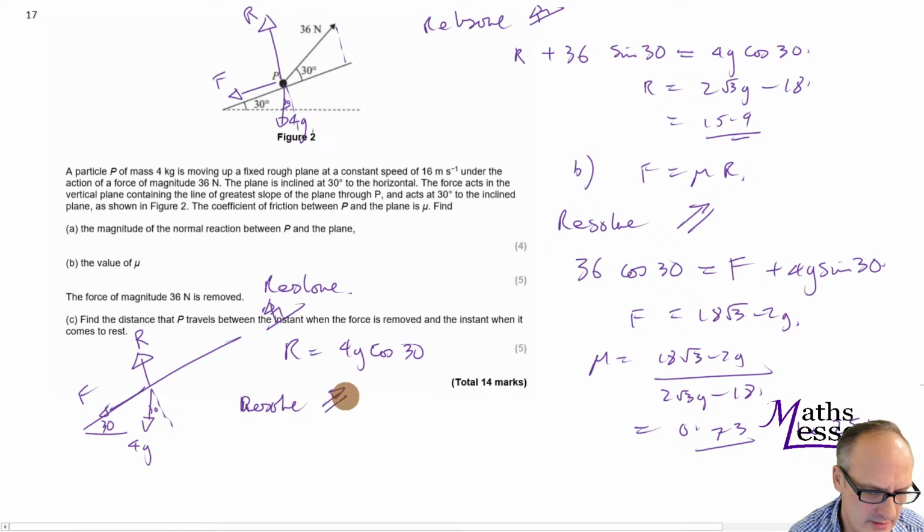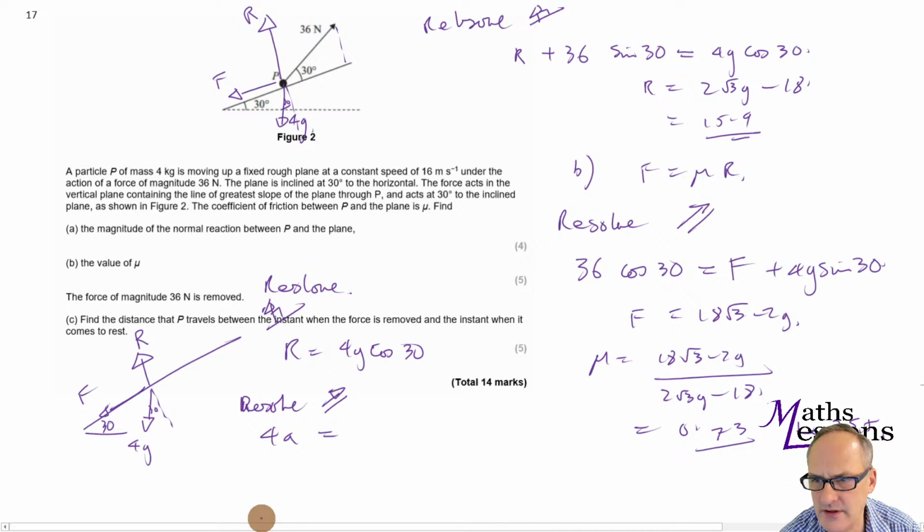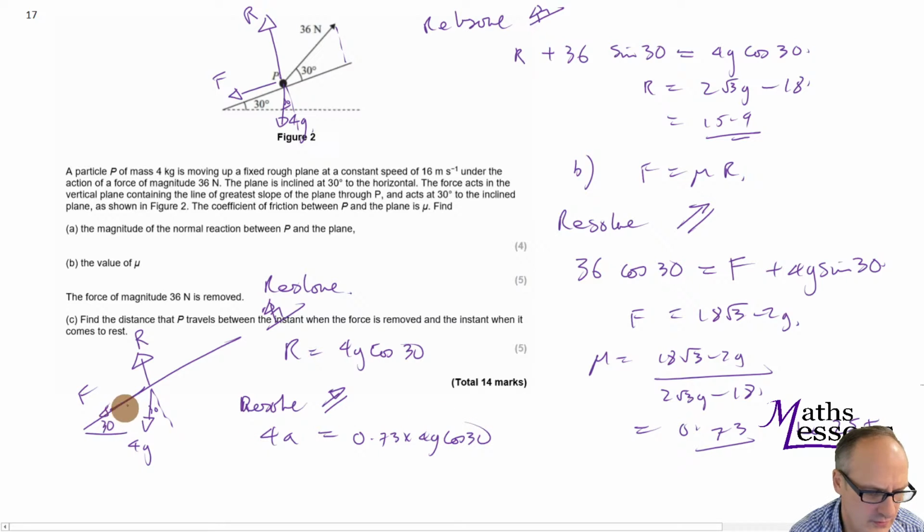Resolve parallel to the plane. Okay. We're going to have MA, which is going to be 4A. The resultant force will be 4A, and that'll be equal to everything in the same direction, minus everything in the opposite direction. So it's going to be F, which is equal to mu R, and we've got mu is 0.73, and we've got R is equal to this. So we're going to have 0.73 times the 4g cos of 30 for your F. And then we're also going to have this 4g sine of 30 going on here. And we can rearrange all of that, find out what A is, and we get A is equal to about 11.06.